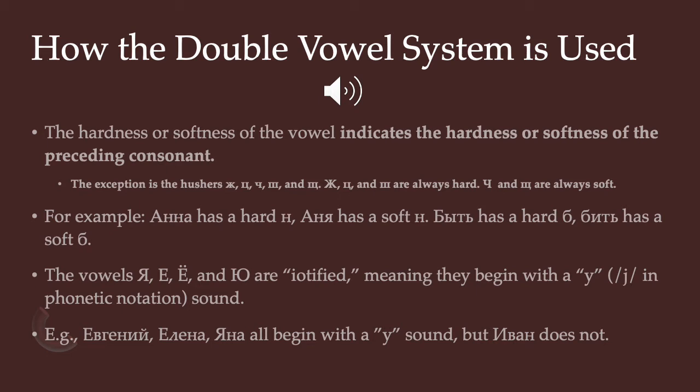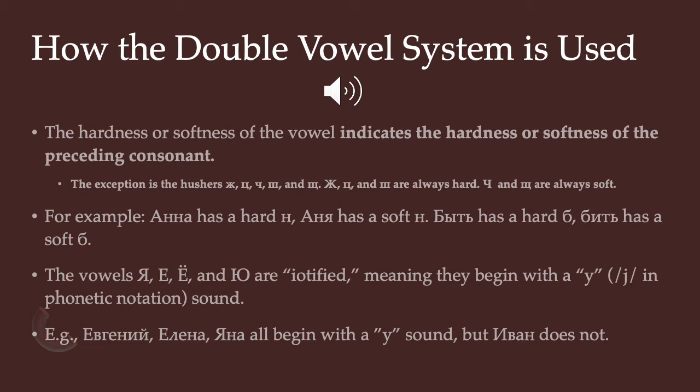So for example, the name Anna has a hard N because it has an A written after the N. But the diminutive Anya has a soft N because we have a ya written after the N. As a side note, soft sounds are generally considered to be more diminutive than hard sounds. Or the verb быть, to be, has a hard B, whereas бить, to hit, has a soft B. And that is indicated with the use of ы versus и after the B.